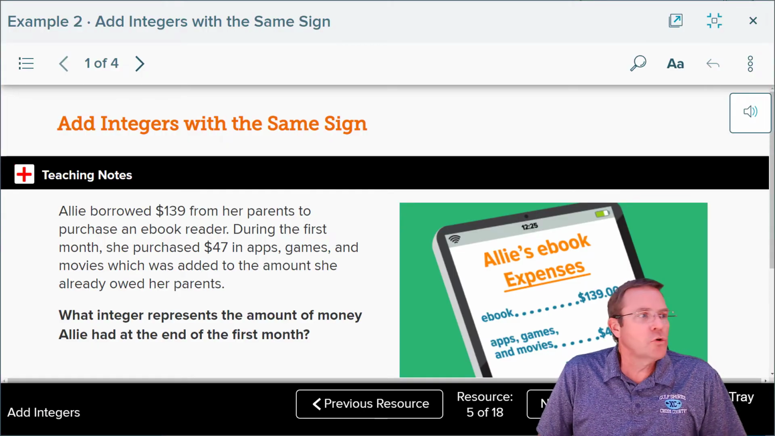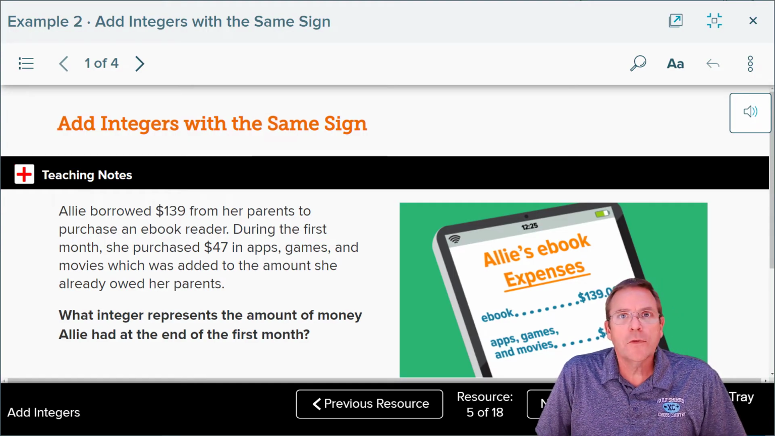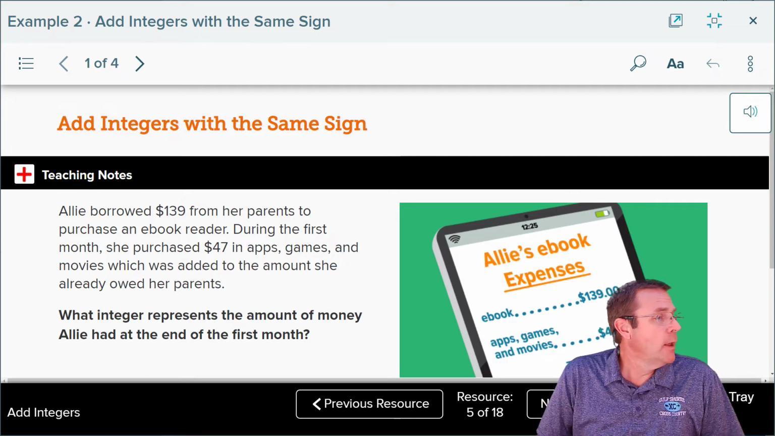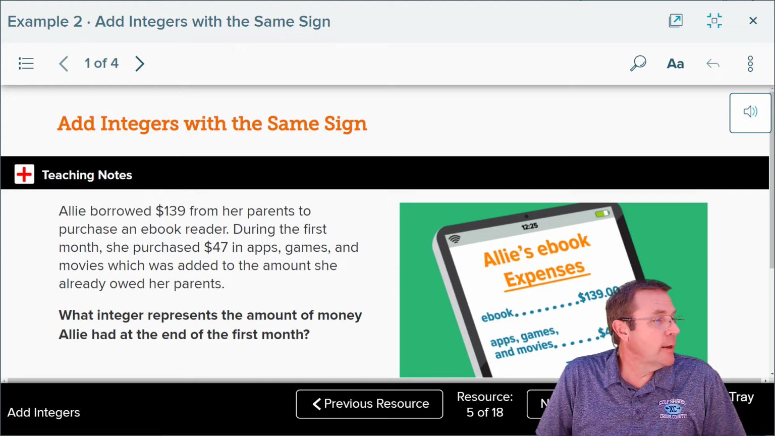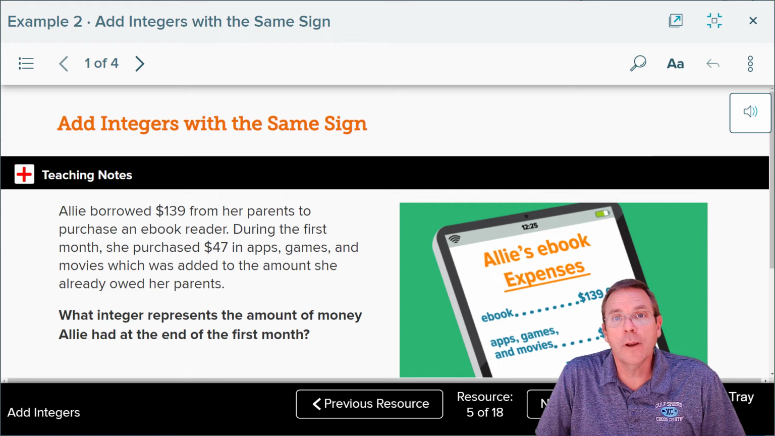For example number 2, still adding integers with the same sign here, we've got a problem where Allie borrowed $139 from her parents. That means Allie's negative $139 because she borrowed money to purchase an e-book reader. During the first month, she purchased $47 worth of apps, games, and movies, which was added to the amount she already owed her parents.